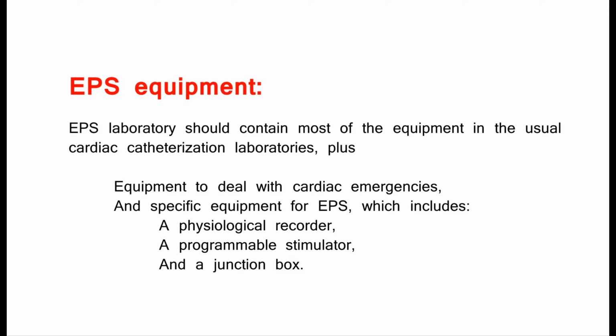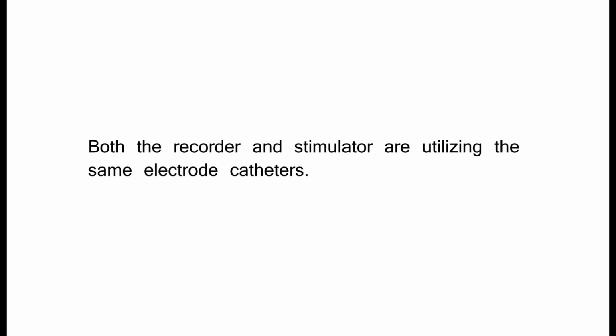EPS equipment. EPS laboratory should contain most of the equipment in the usual cardiac catheterization laboratories, plus equipment to deal with cardiac emergencies, and specific equipment for EPS, which includes a physiological recorder, a programmable stimulator, and a junction box. Both the recorder and stimulator are utilizing the same electrode catheters.